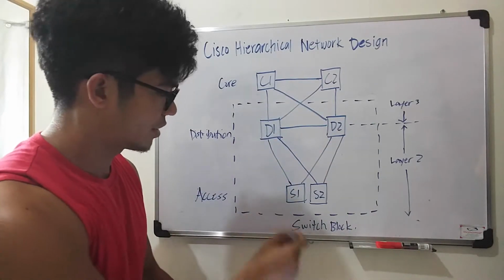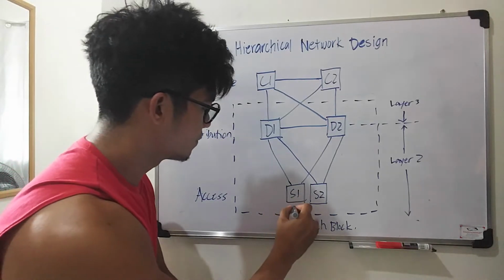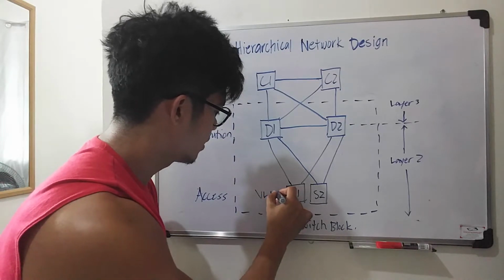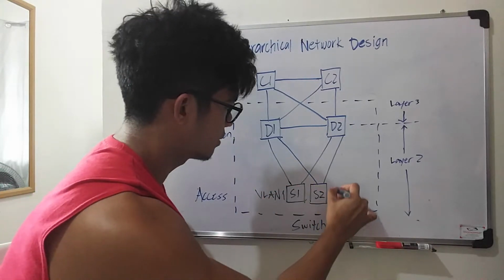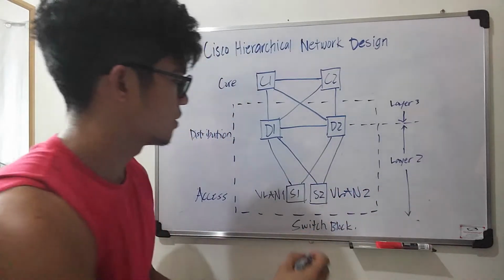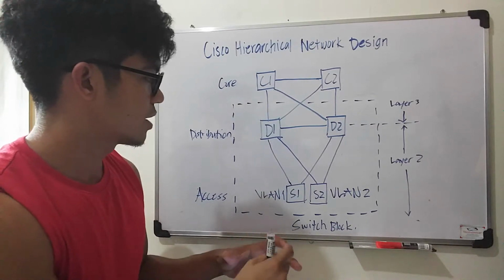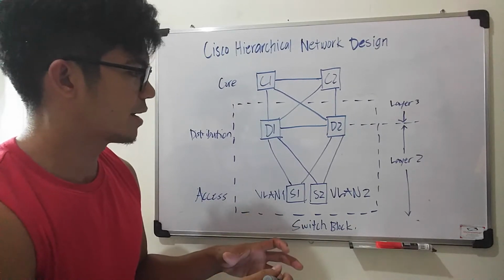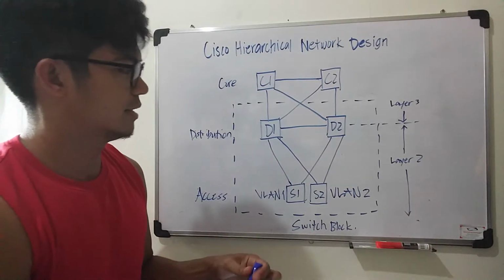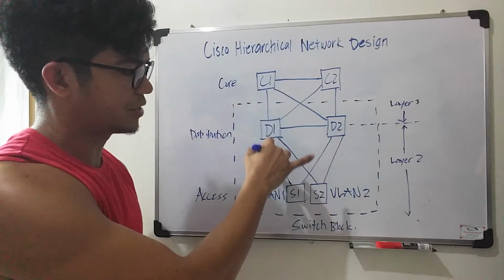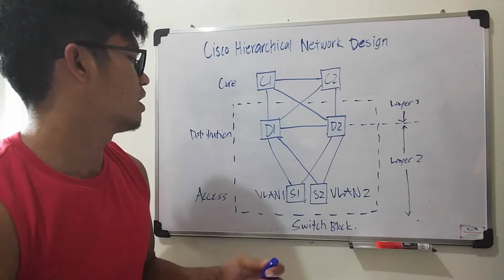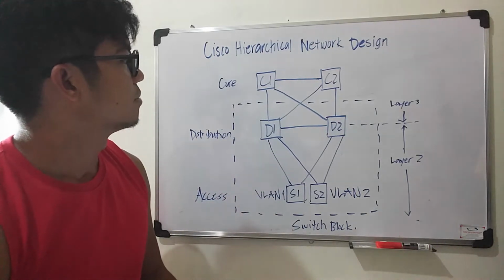So for example, this is VLAN 1 and right here you have VLAN 2. Of course, for you to communicate with someone that belongs to VLAN 2, they have to do routing, and they're doing the routing on this device. So that is just based on my experience.